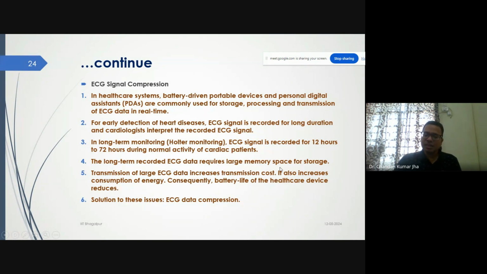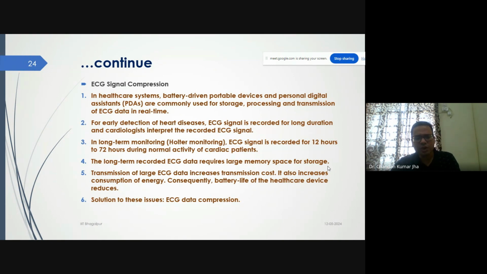So regarding the memory space for storage, it is a problem. Regarding transmission, it's also a problem. And regarding the analysis for the cardiologist, it is also a problem. So if you just transmit large ECG data, the transmission cost will increase. It also reduces the battery life of the personal digital assistants (PDAs), as PDAs are battery-driven portable devices. So it just reduces the battery life.